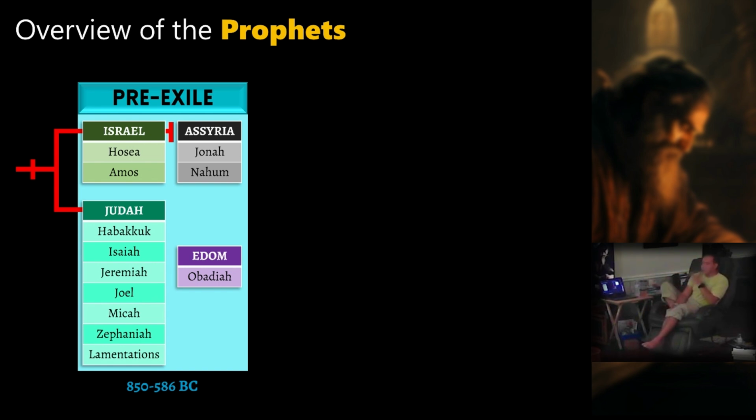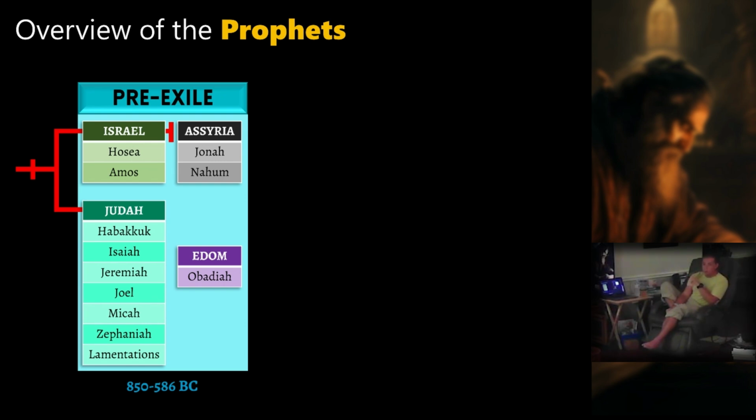But then you have 3 other pre-exilic prophets, 2 of whom are Jonah and Nahum, right? And they are both sent to the people of Assyria, right? And the people of Assyria were mainly the big bad guys during most of this time period, right? The Assyrians were the big bad guys.